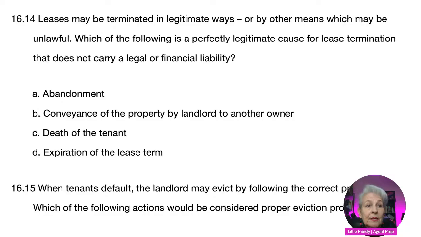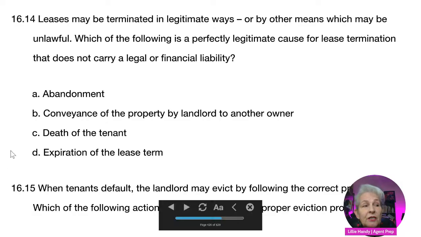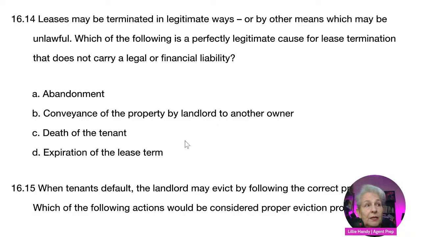No, it's not C. When somebody dies, their estate has to continue paying for the lease. The answer here is D, expiration of the lease term. So the lease expires. That's a legal, legitimate way that a lease is not considered illegal or has other financial liability. Now, if the tenant owes money, they still have to keep paying what they owe, even after the lease expired.